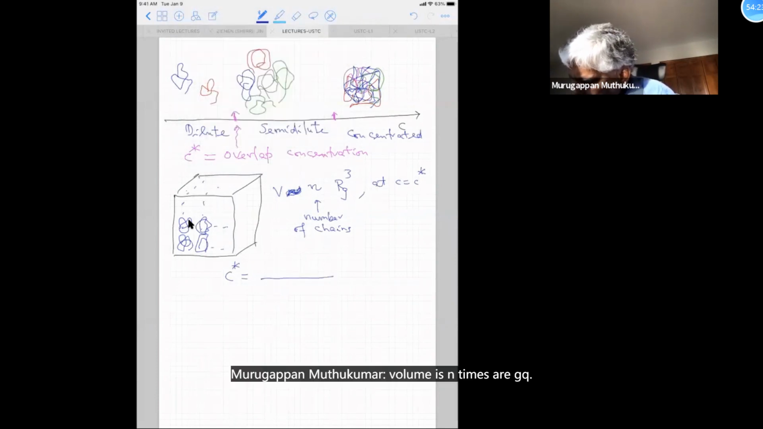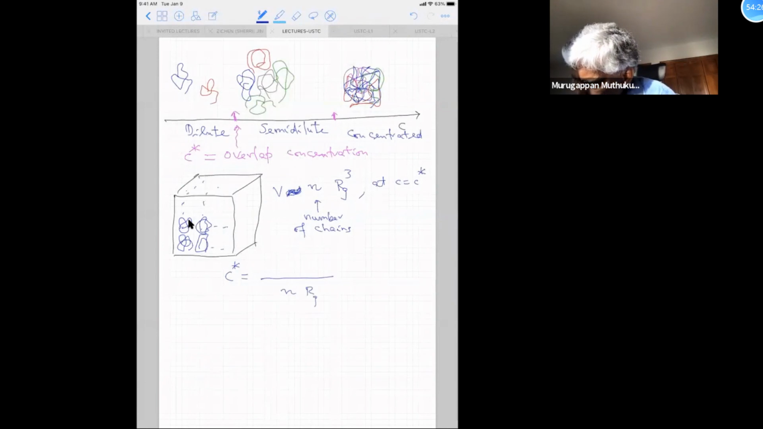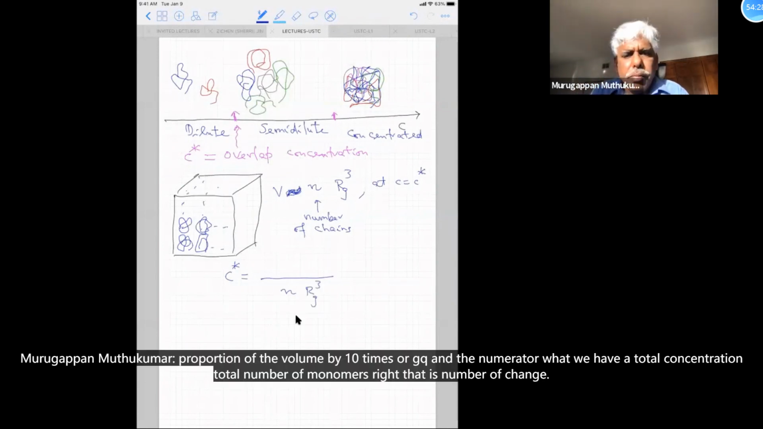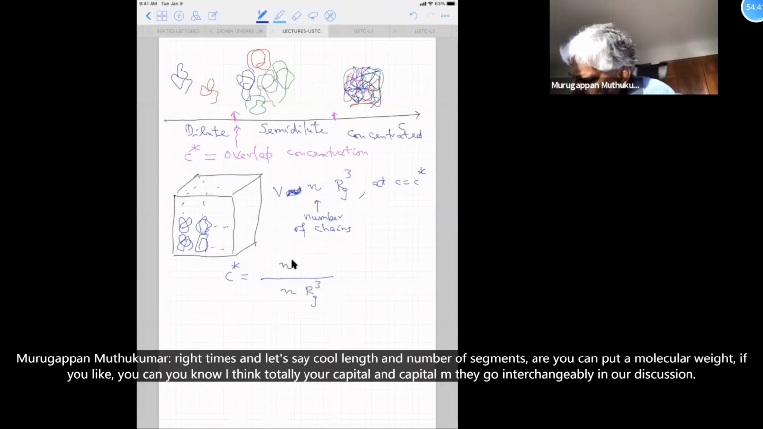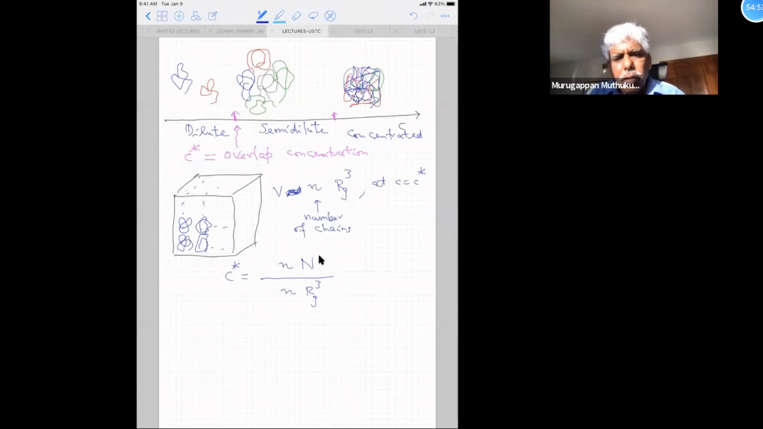Volume is n times Rg cubed, proportional to volume, right? And the numerator, what do we have? A total concentration, the total number of monomers. That is the number of chains times, let's say, the number of Kuhn segments, n. Or you can put molecular weight if you like. Capital N and capital M go interchangeably in our discussion. So this is the total number of monomers. This is the volume.